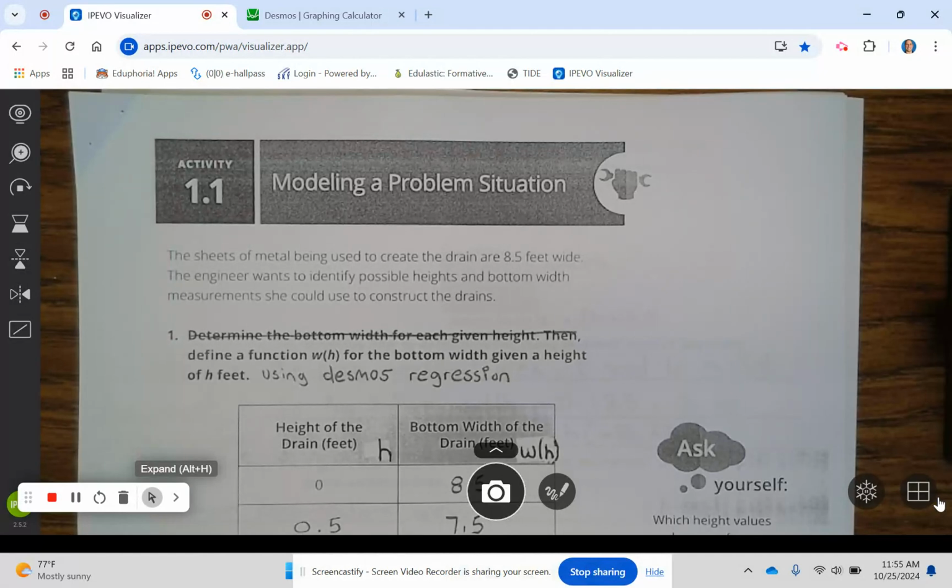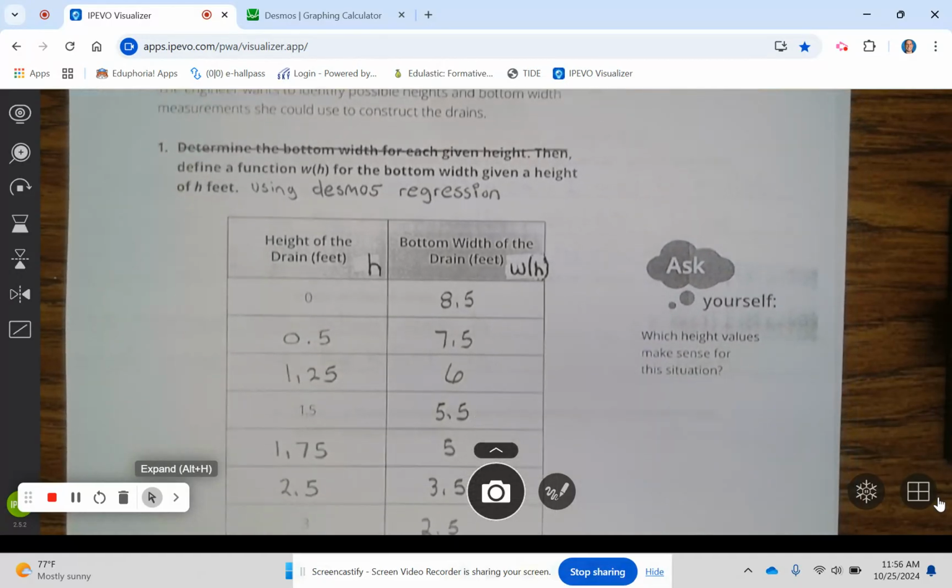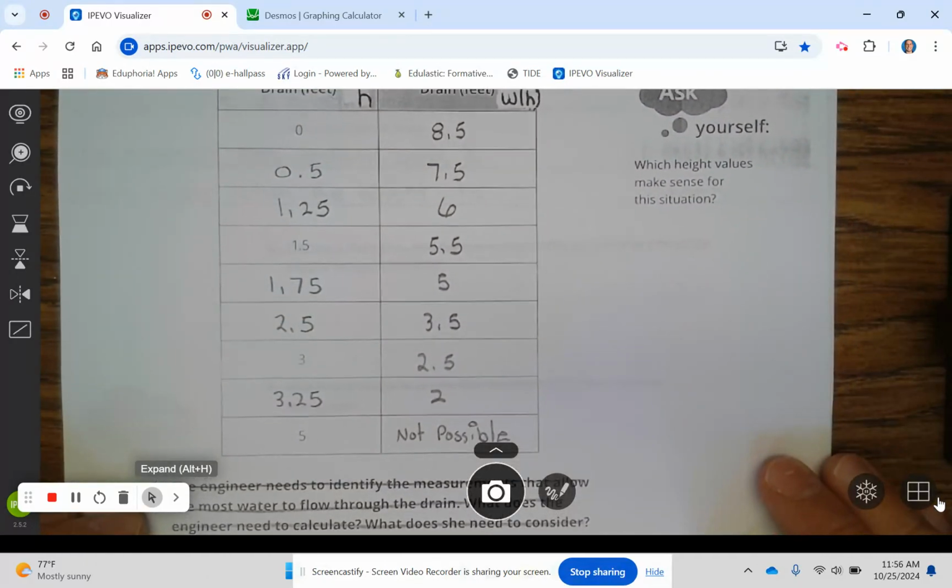The sheets of metal being used to create the drain are 8.5 feet wide. The engineer wants to identify possible heights and bottom width measurements she could use to construct the drains. 1. Define a function w of h for the bottom width given a height of h using Desmos regression. So first, if you would, go ahead and complete the table.